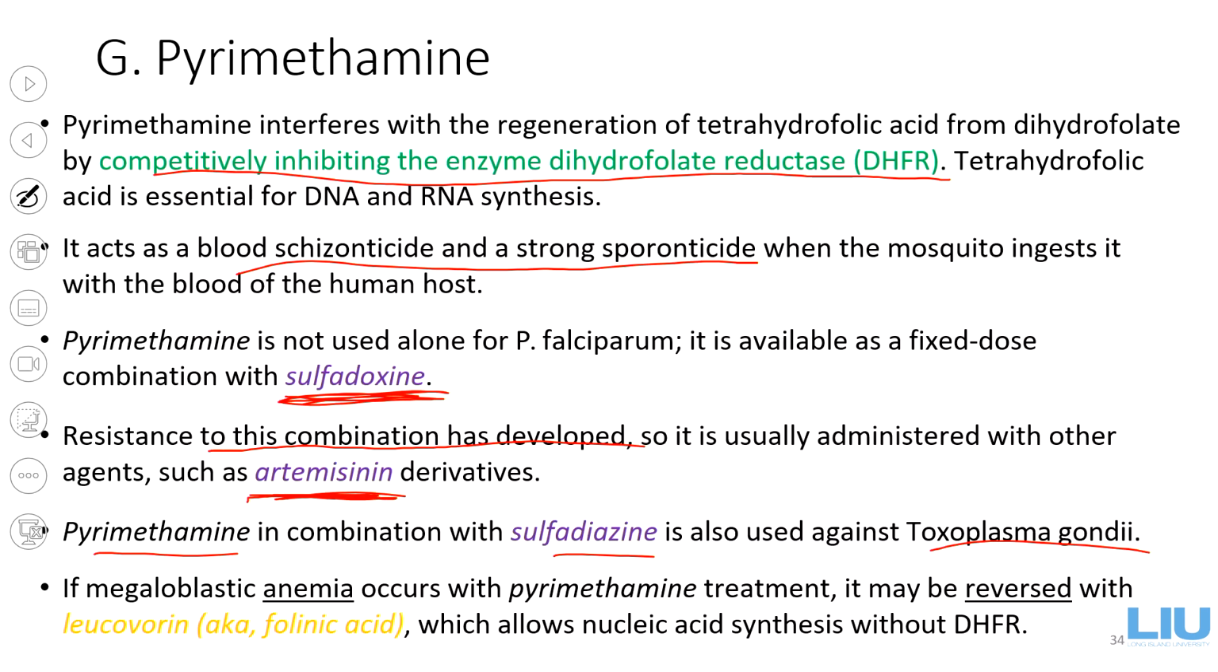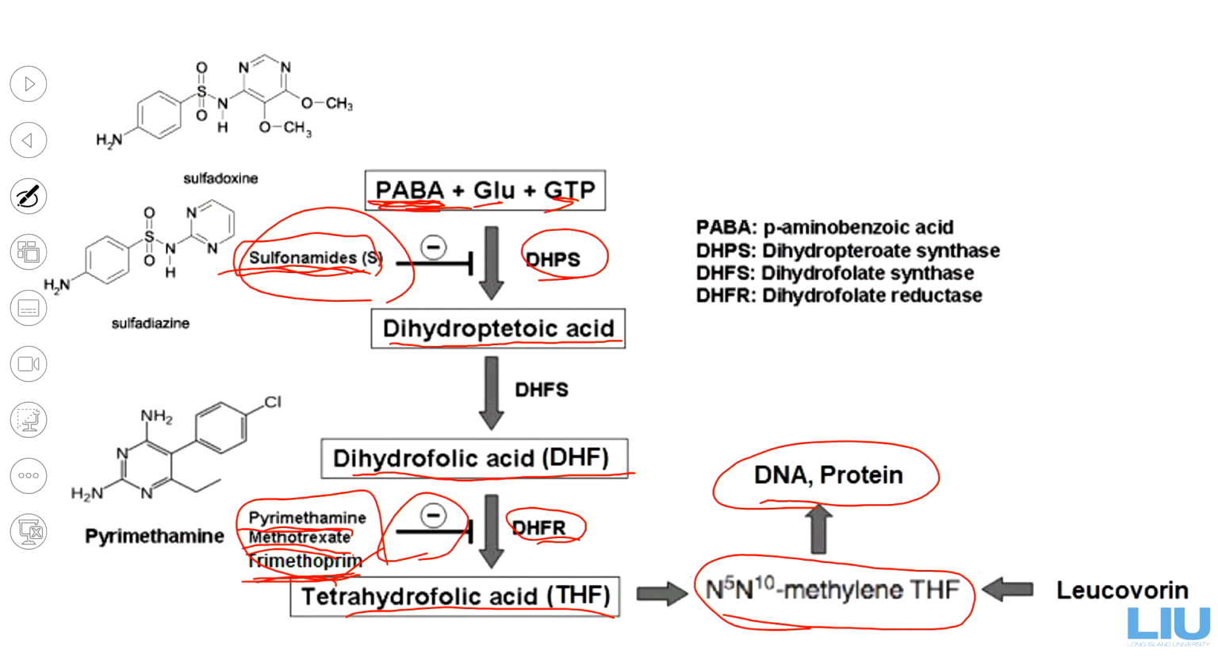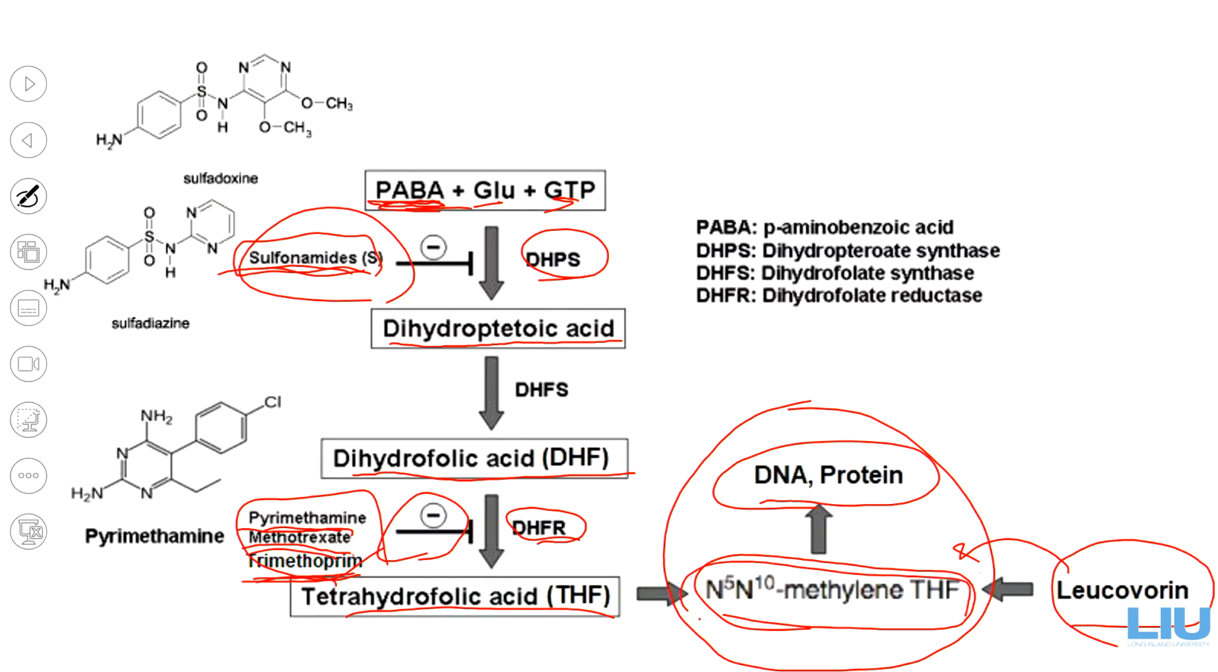Megaloblastic anemia occurs in the case of pyrimethamine treatment. Now, if you have too much of this pyrimethamine and you inhibit the DNA and the RNA synthesis, there's an antidote to help in this case. There's something called leucovorin. This is an antidote that will be converted into this product here that would help in the synthesis of DNA and protein.